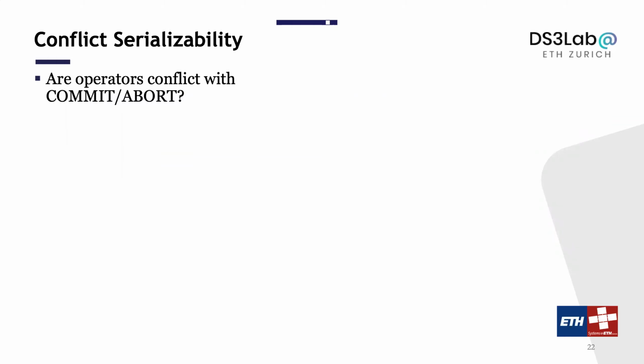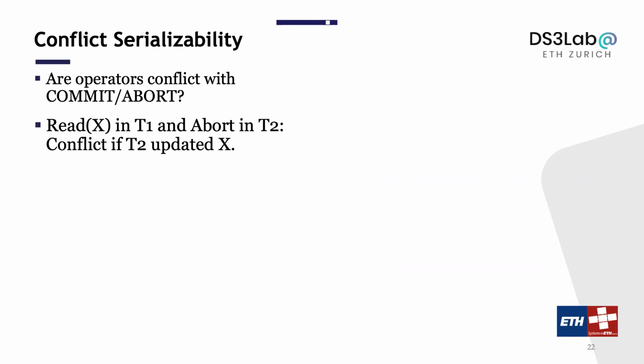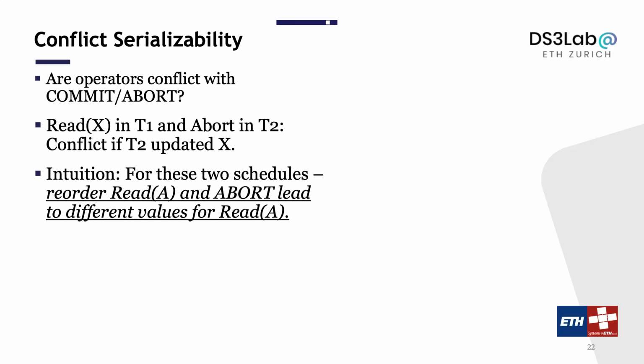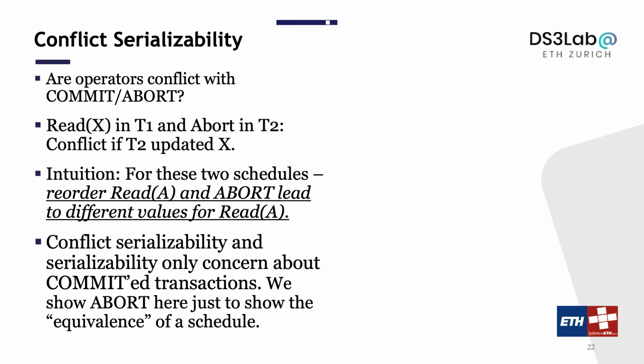Just to give another example, what are the conflicting operations between commit and abort? Now we know how to analyze the conflicting behavior between read and write. What if you have commit and abort? If you have read X in T1 and abort in T2, there's actually a conflict if T2 updated X. The intuition is that if you reorder the read X and abort, that's going to give you a different value.